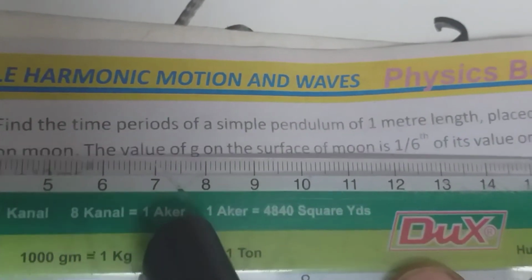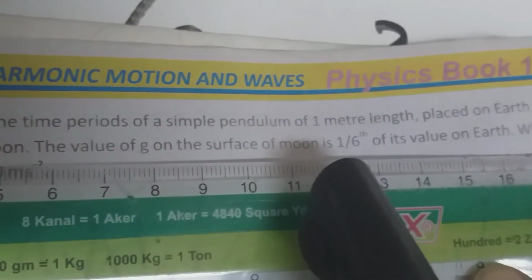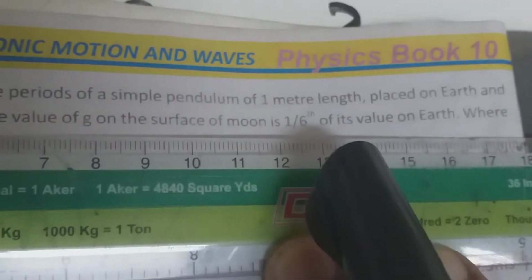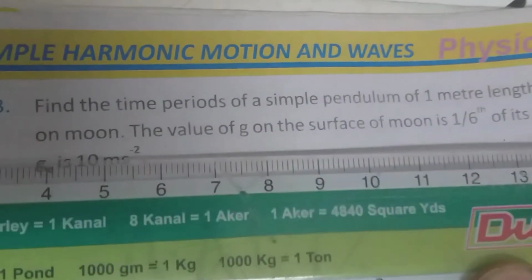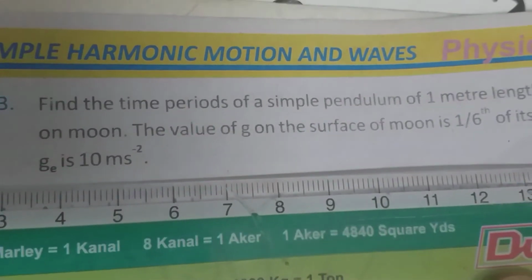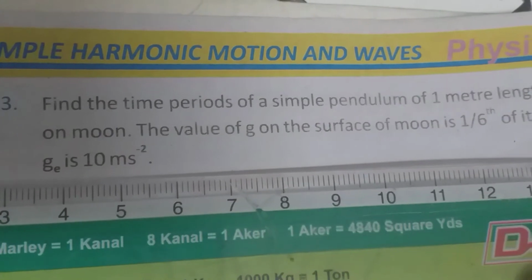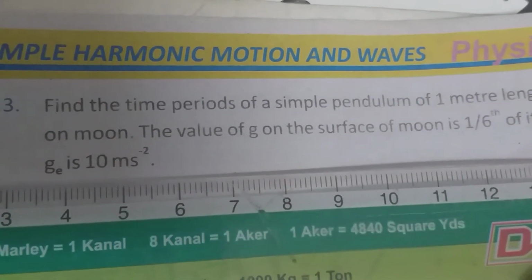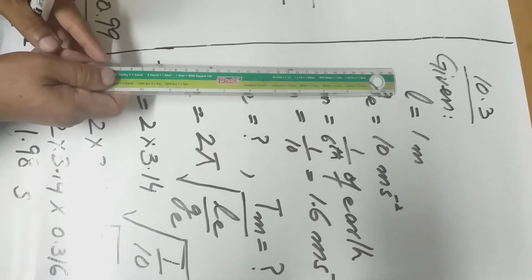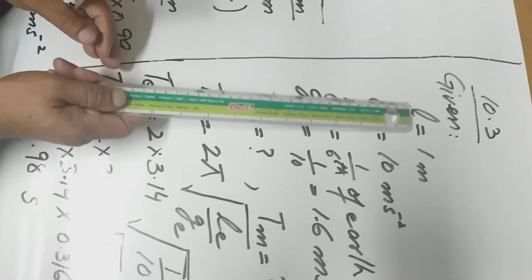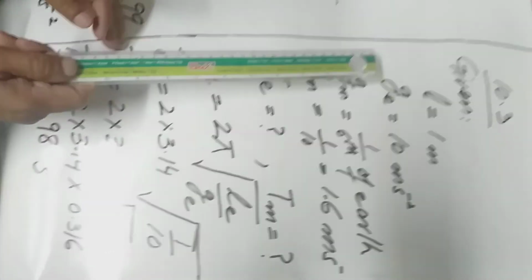The value of g is given. The value of g on the surface of moon is 1 over 6 of the value on earth, whereas the value of g on earth is 10 meter per second square. So we will solve it. L stands for the length, which is equal to 1 meter. This is the length of simple pendulum.